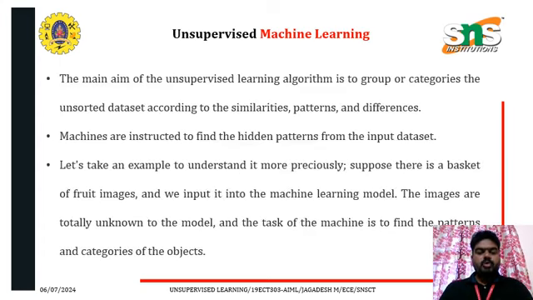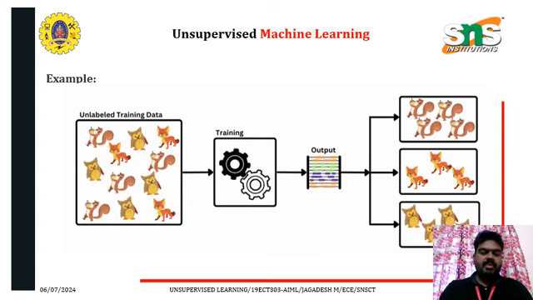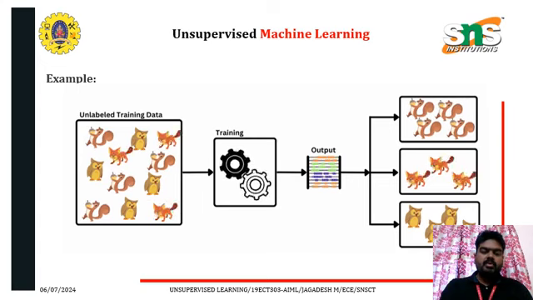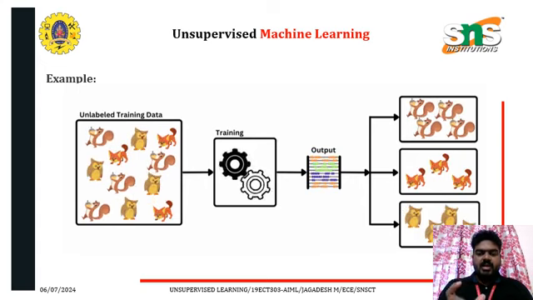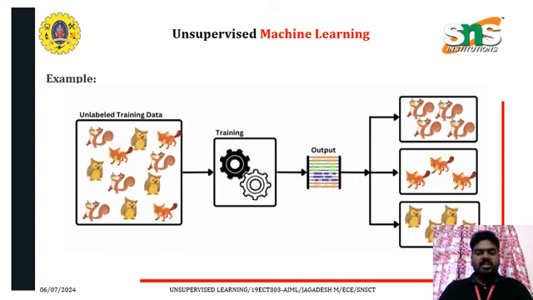The main aim of an unsupervised learning algorithm is to group or categorize the unsorted dataset according to similarities, patterns, and differences. Machines are instructed to find the hidden patterns from the input datasets. Let's take an example to understand it more precisely. Suppose there is a basket of fruit images and we put them into a machine learning model. The images are totally unknown to the model, and the task of the machine is to find the patterns and categories of the objects. Here is another example. Unlabeled data is given, with different kinds of animals. That unlabeled training data is given to the training model, and in the output it will categorize the data based on animal type. So this is called an unsupervised machine learning algorithm.